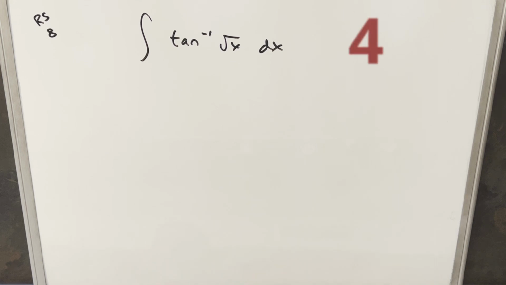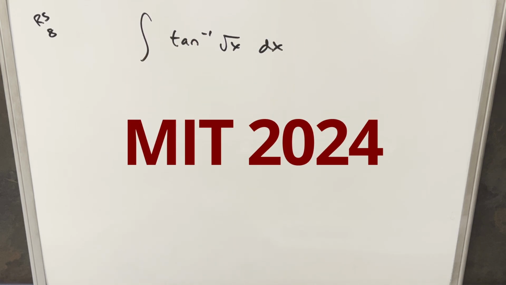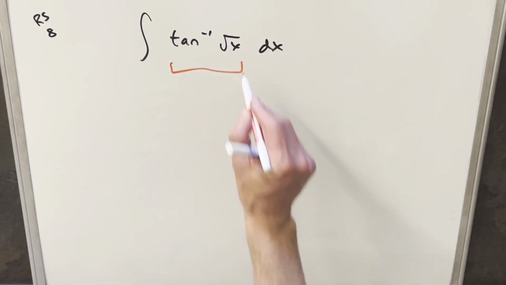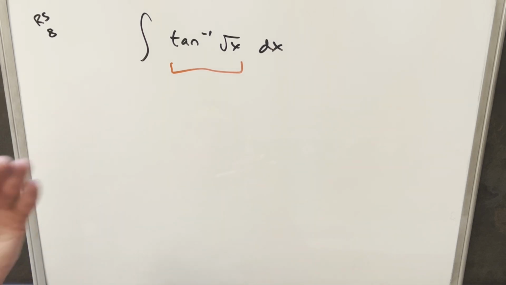Okay, we have here today another integral. This one's from the MIT Integration Bee 2024, regular season number 8. You have the integral of arctan square root of x dx. Now typically whenever I have an arctan integral, the first thing I'm thinking about is integration by parts.